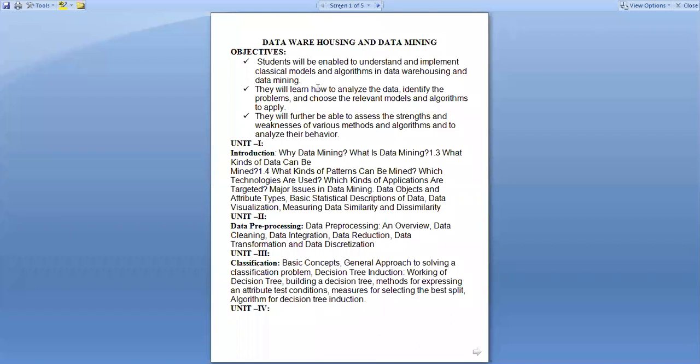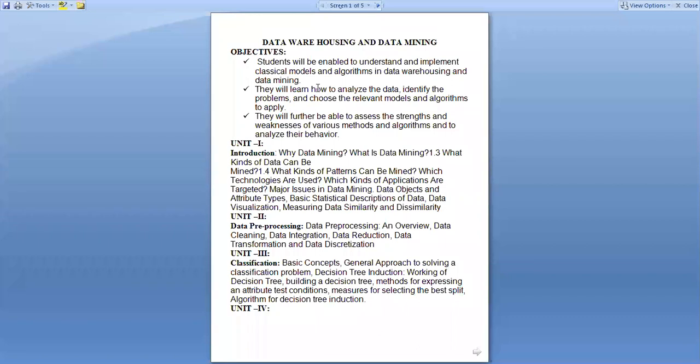Good morning, students. First, see the syllabus you have to cover so far, that is data warehousing and data mining. In the first unit, you have all the concepts to cover: what is data mining, the kinds of data that can be mined, patterns, technologies, kinds of applications, attribute types, basic statistical description of data, visualization, and measuring data similarity and dissimilarity.